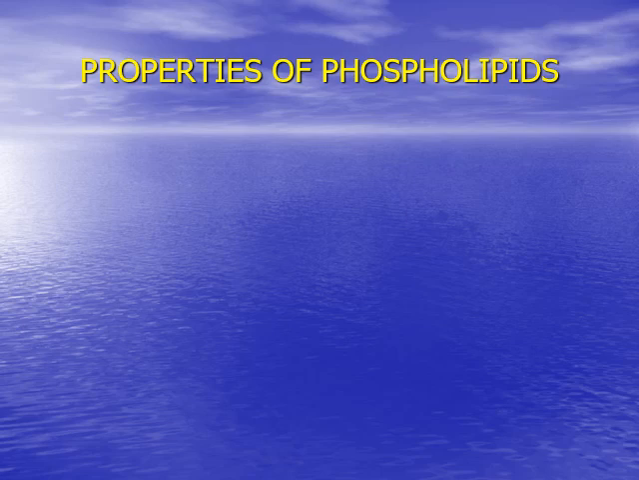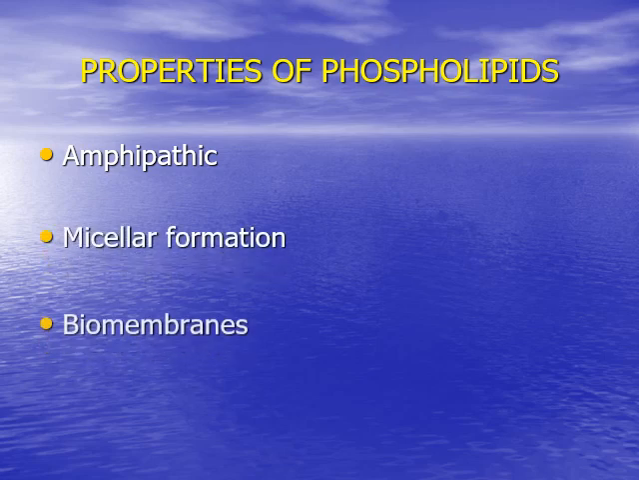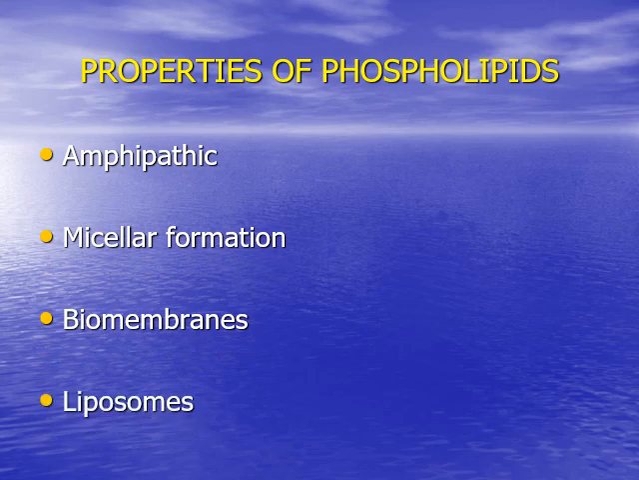Properties of phospholipids. They are amphipathic in nature, that means they have both hydrophilic and hydrophobic groups. Because of amphipathic nature, they form structures like micelle, biomembranes, and liposomes.